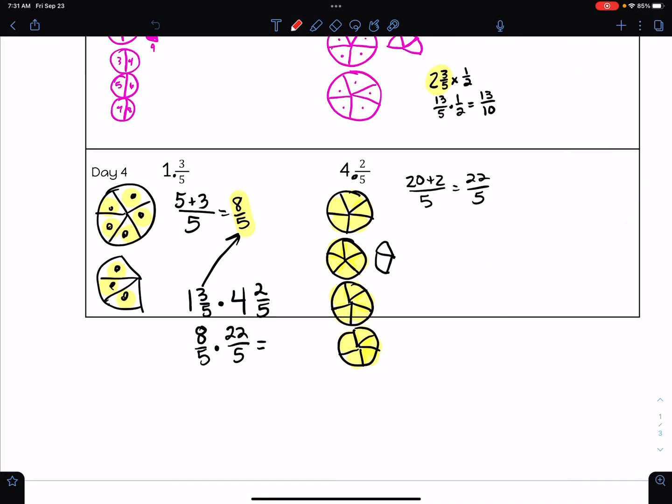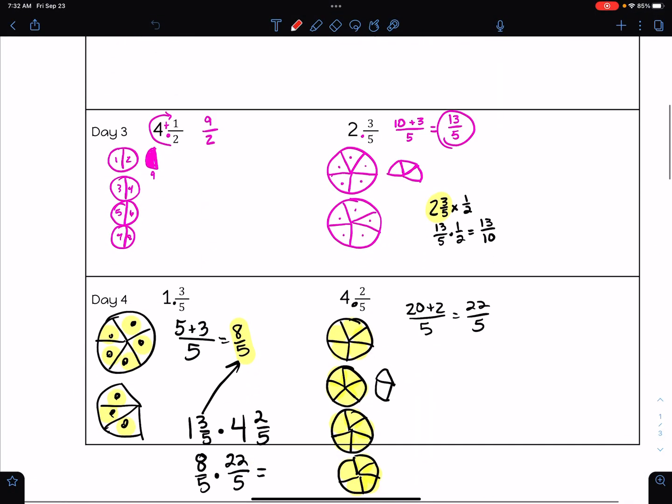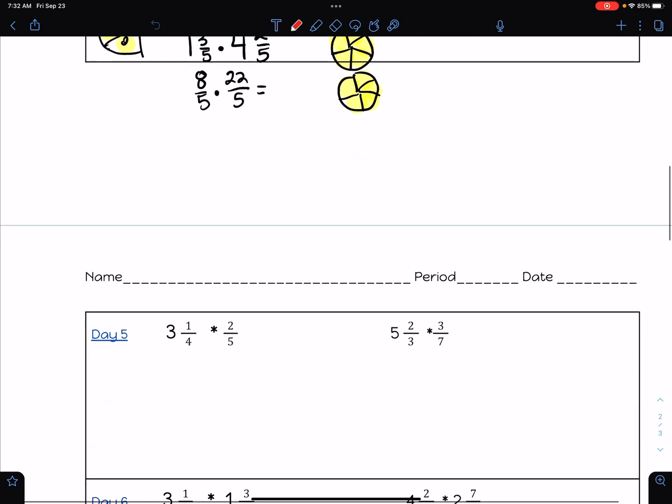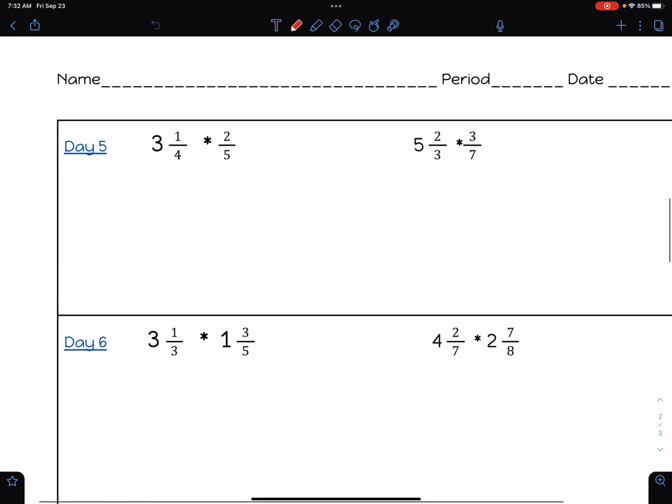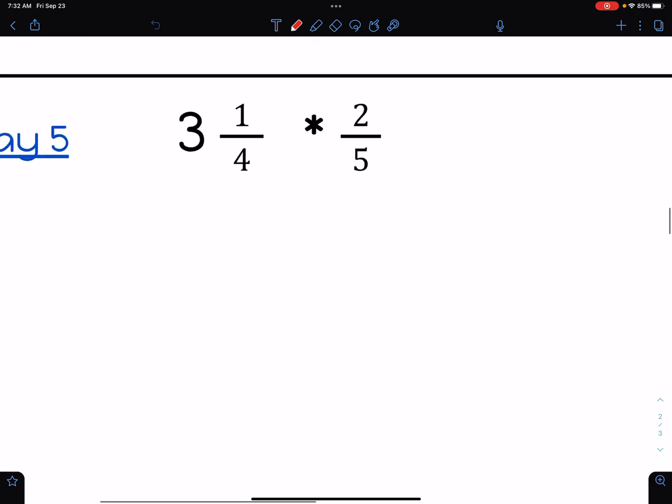We are working with fractions. We have done day 1 through day 4. We are on to day 5, and day 5 is starting to apply those skills that we practiced last week so that we can multiply our numbers. So let's start with this one.